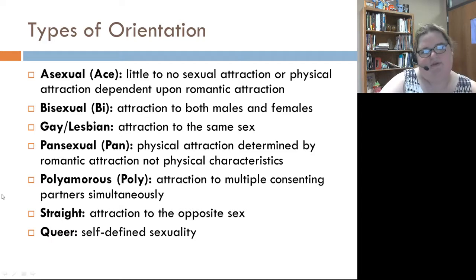So there are many different types of orientation that a person can have. This is in alphabetical order, so we'll start at the top. Asexual, or ace, is the community's preferred term. This is when you have little to no sexual attraction, or physical attraction is dependent upon romantic connection. So it's more complicated than just no sex at all.